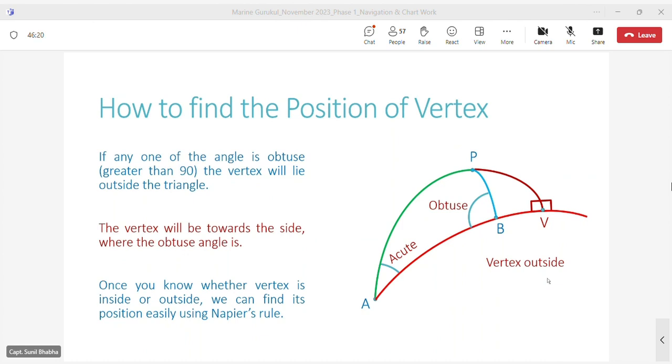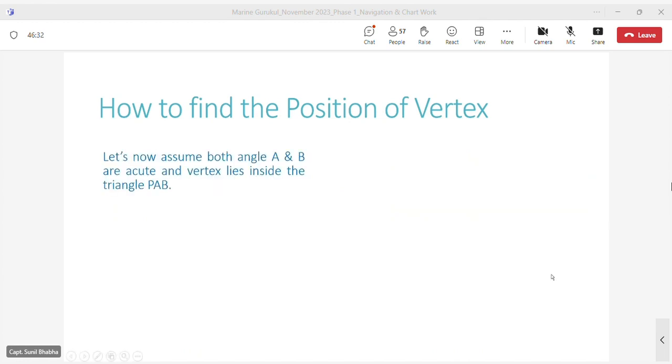Okay, great. So moving ahead now, beta, let us see how we apply Napier's rules to find the position. Let's now see how we obtain the position of the vertex.